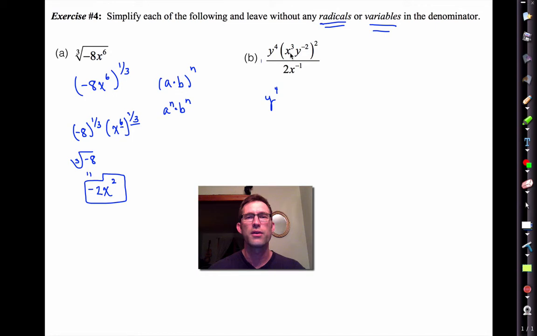But here what I'm going to do is I'm going to use two exponent properties at once. One thing I'm going to do is apply this exponent to both this, and I'm going to use the property that says I multiply the exponents. So x to the 3rd squared will be x to the 6th, y to the negative 2 squared will be y to the negative 4th, all divided by 2x to the minus 1.